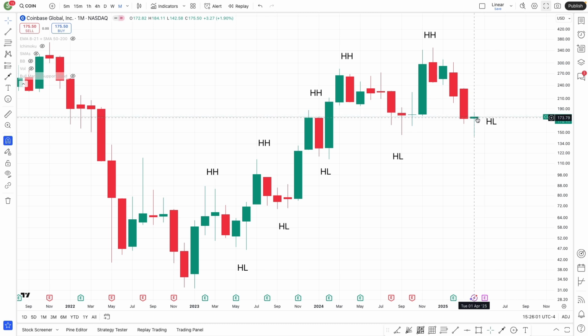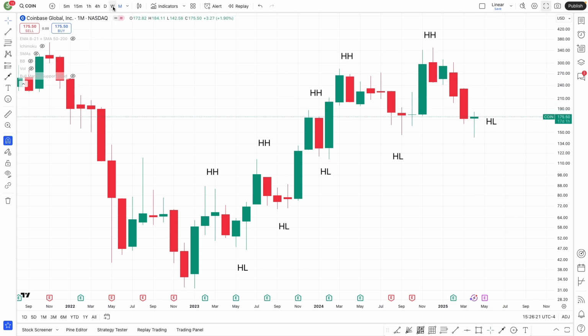So we don't want this monthly candlestick, we're recording this in April, we don't want it to close basically below this particular wick. So we wouldn't want this candlestick to close below the 146 range. And I don't think we will. So we're making another higher low here where we can potentially rise out of this.